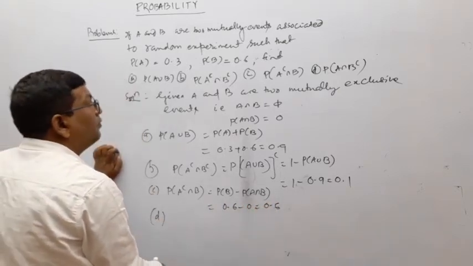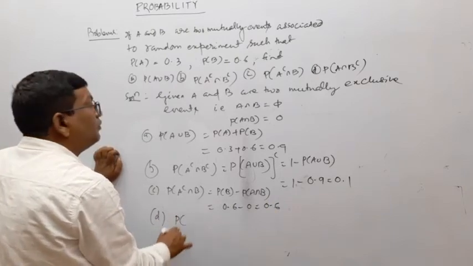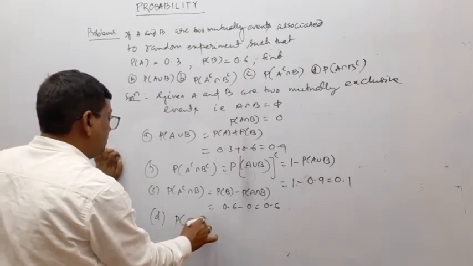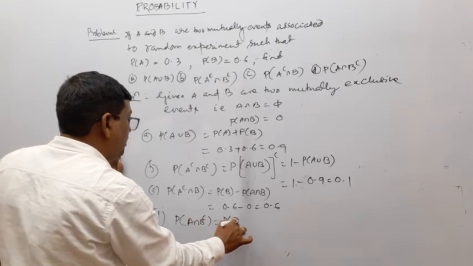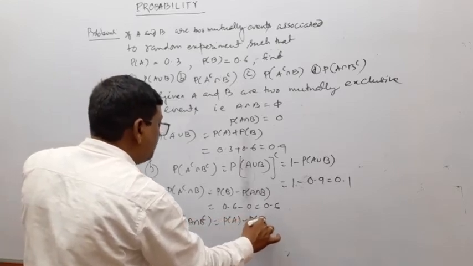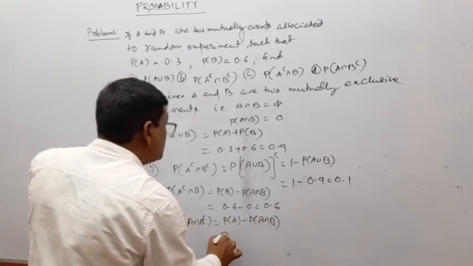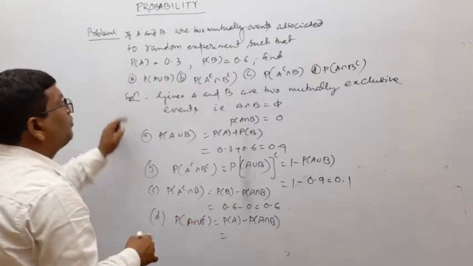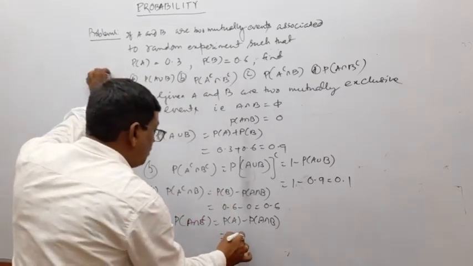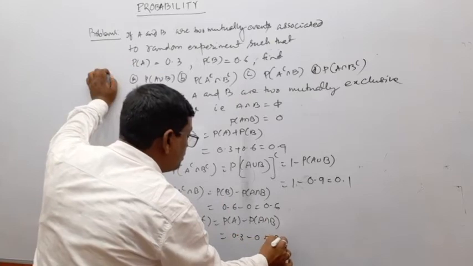And the last one is P of A intersection B complement, that is P of A minus P of A intersection B. Now P of A is 0.3, so 0.3 minus 0, this is 0.3.